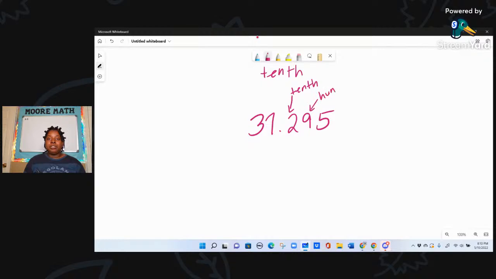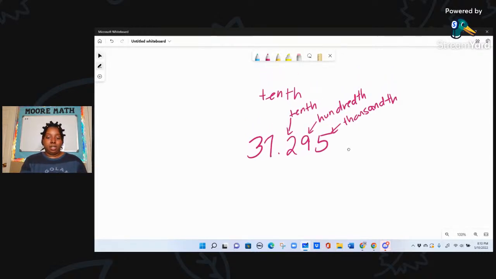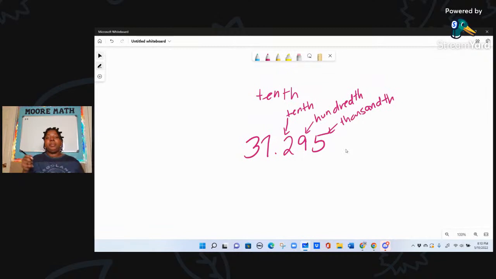Then we have the hundredth and the thousandths. And it just keeps going up from there, 10 thousandths. We just add those THs at the end. Okay. Now, we want to round to the nearest 10th place. So let's put a circle around the 10th place, that 2 right here.